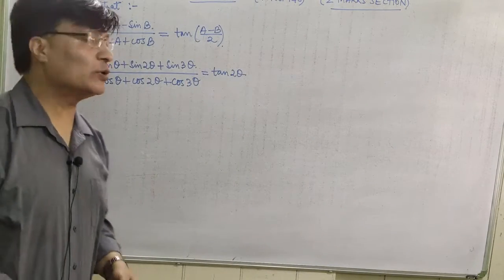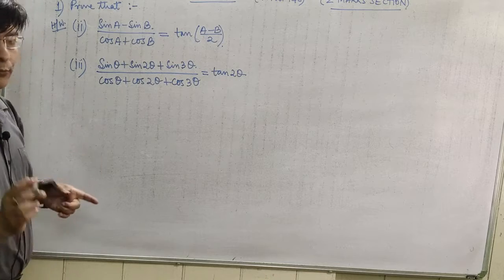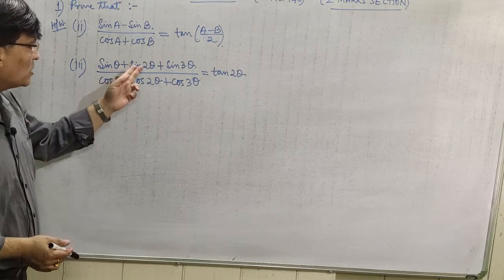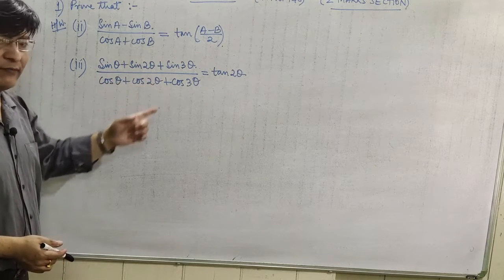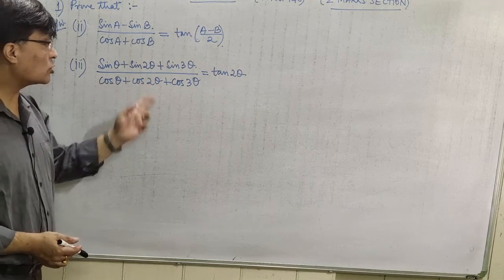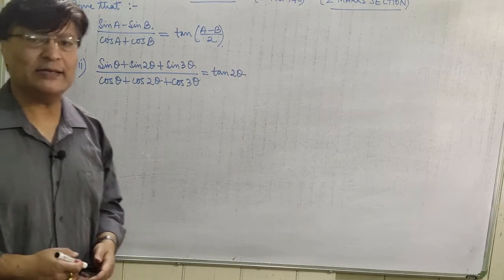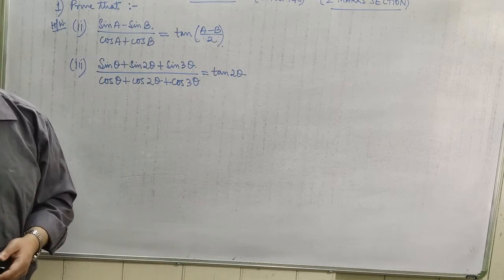So now we'll do question number 3 of number 1. That is, you have to prove that (sin theta plus sin 2 theta plus sin 3 theta) divided by (cos theta plus cos 2 theta plus cos 3 theta) is equal to tan 2 theta. You have to prove LHS is equal to RHS here.